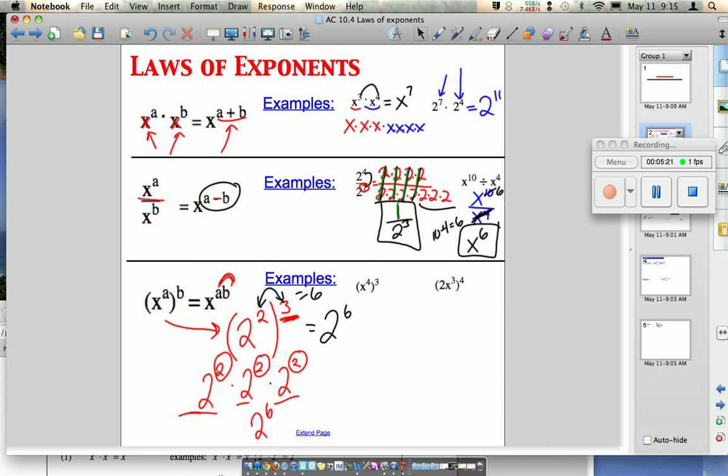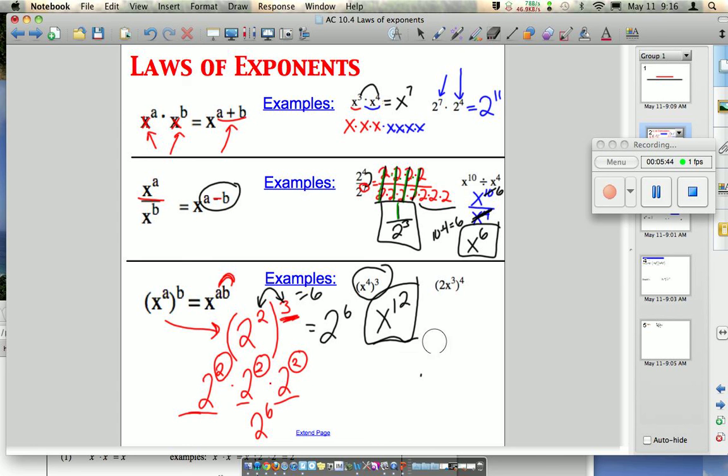So x to the 4th to the 3rd power, this example here, will just be x to the 12th. Because remember, I would write x to the 4th 3 times, and altogether I'd have 4, 8, 12 x's being multiplied. And that's why my answer is x to the 12th.